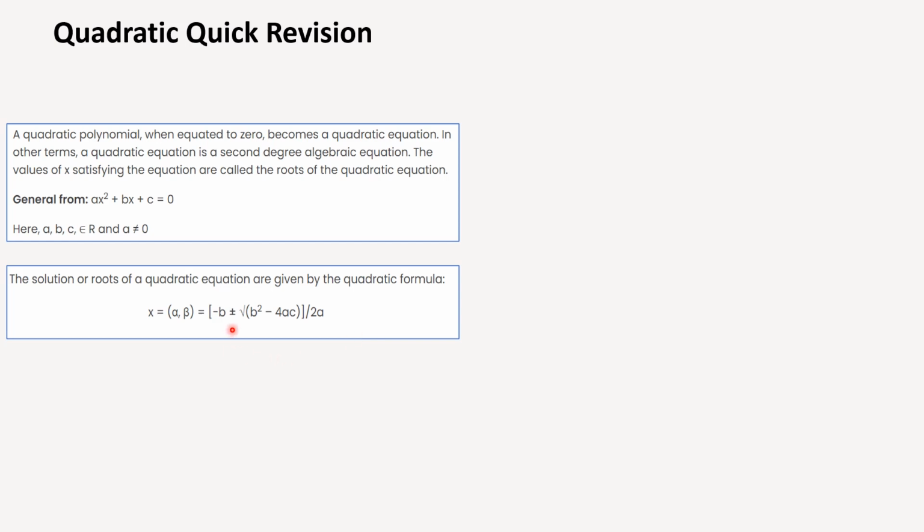It has two signs, plus and minus. Once you put plus, you get one root called alpha, and once you put minus, you get another root called beta. This is how you can find both roots.